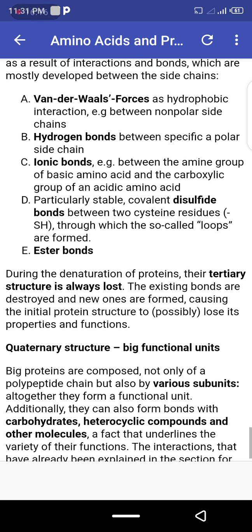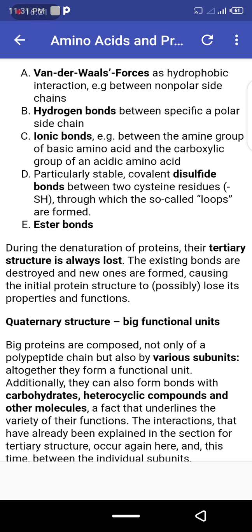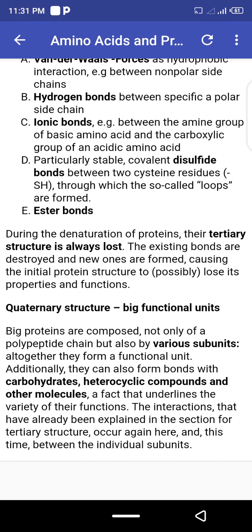Now we are coming to discuss van der Waals forces. So what are van der Waals forces? Van der Waals forces are a hydrophobic interaction, e.g. between non-polar side chains; hydrogen bonds between specific or polar side chains; ionic bonds, e.g. between the amine group of a basic amino acid and the carboxylic group of an acidic amino acid; and particularly stable covalent disulfide bonds between two cysteine residues, through which the so-called loops are formed.